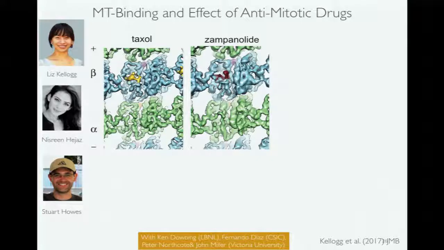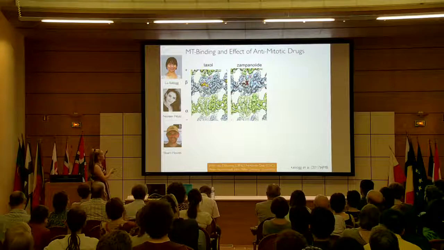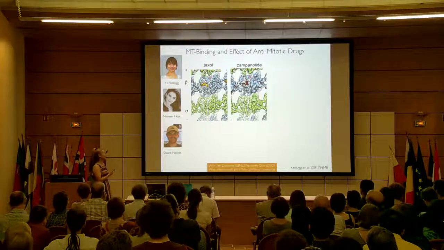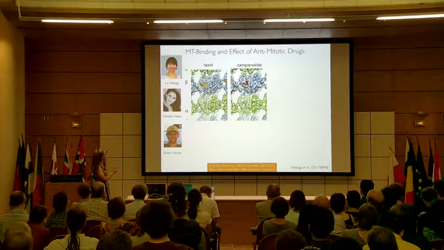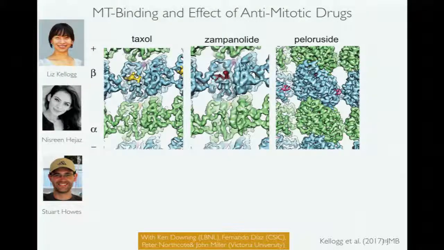So this is a different molecule that, however, binds in the same pocket. This is a view from the inside, and this is a pocket that exists in the alpha subunit. We're looking at it from the inside. So zampanolide binds in the same place, but it binds covalently. So it's interesting in that way. And then this is another one. They are all microtubule stabilizing drugs.